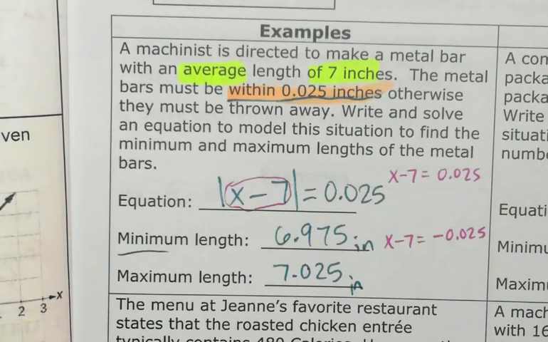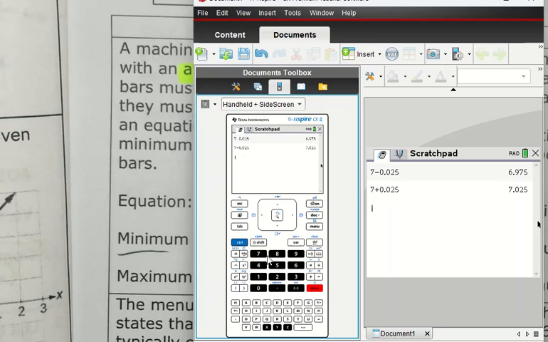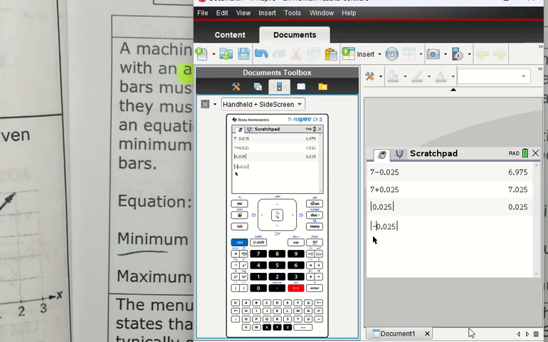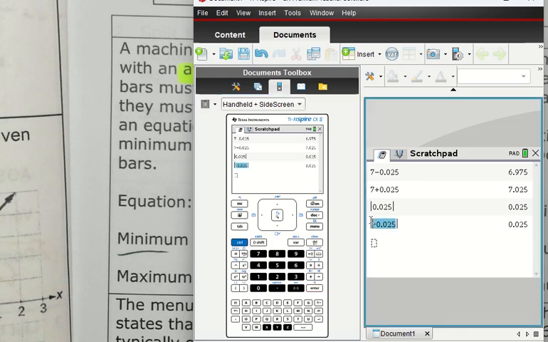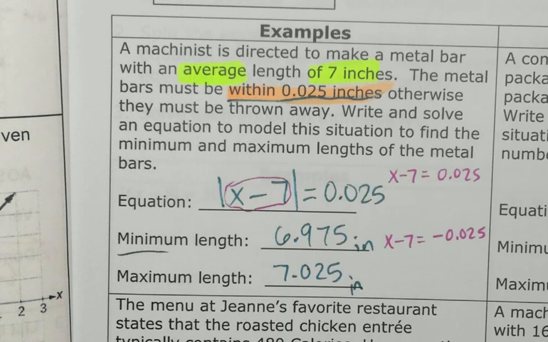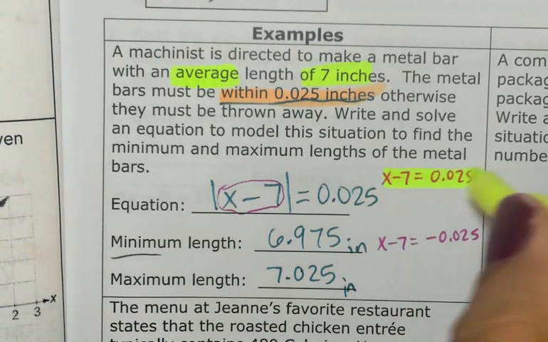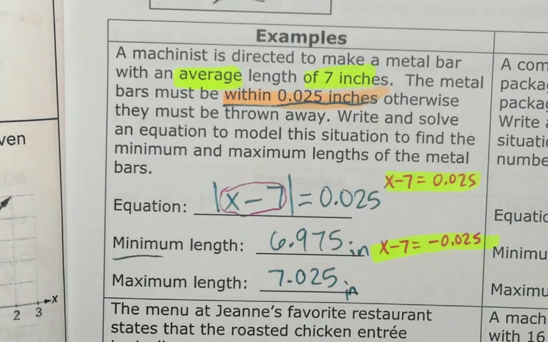Because if we had the absolute value of 0.025, it is 0.025. But also if we had the absolute value of negative 0.025, then it will also be 0.025. So what we did right now is just write an equation that equals these two amounts. So we have two equations. Now these two equations are going to be solved, and that's how we end up getting those two answers.